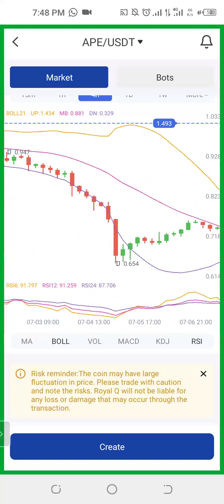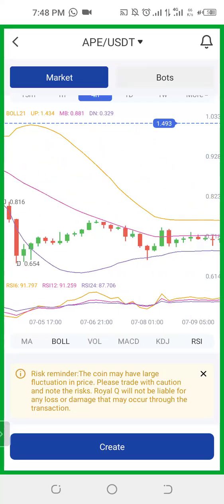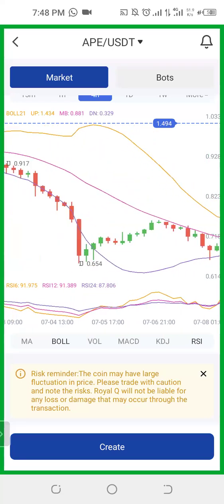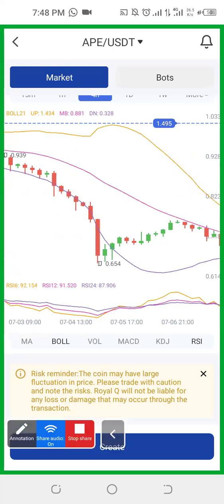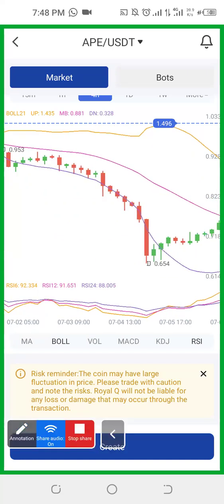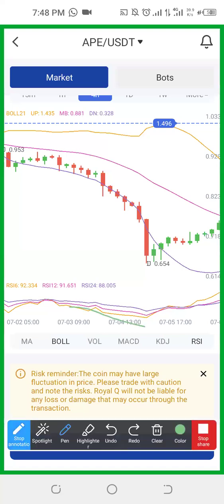Okay, it's another one. It's an armor here, because this is a perfect downtrend. This is a perfect downtrend, a perfect downtrend from here.